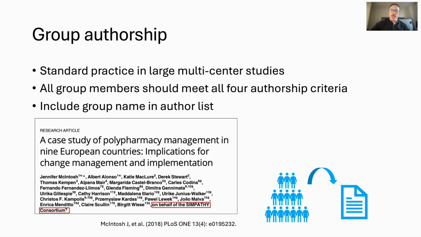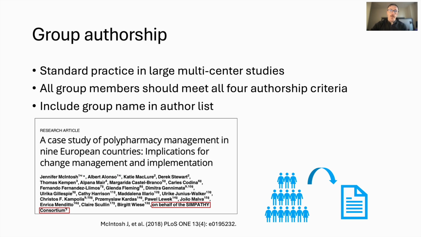So let's talk a little bit about author groups. So when a large multi-author group has conducted the work, the group should ideally decide who will be an author before the work is started and confirm who is the author before submitting the manuscript before publication.